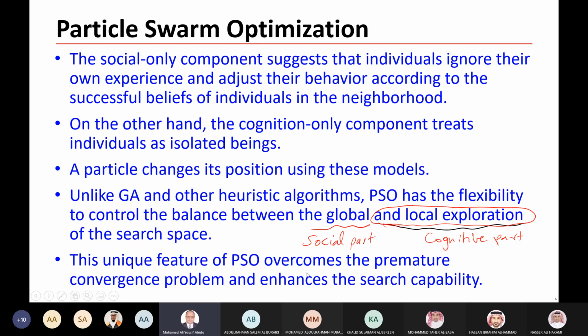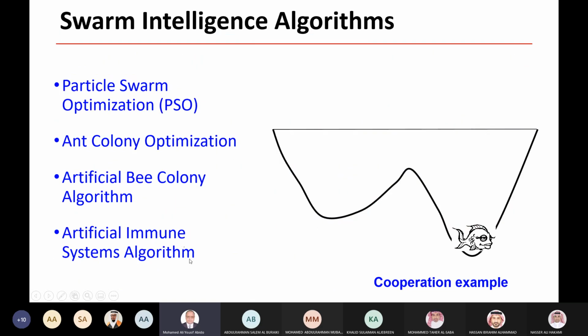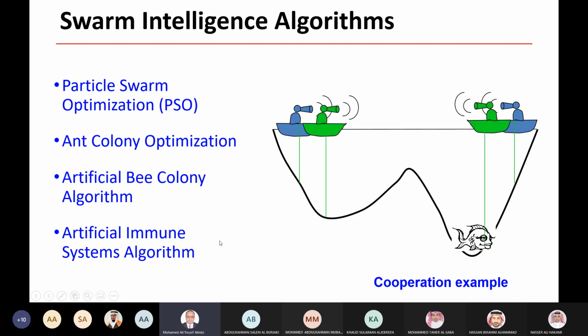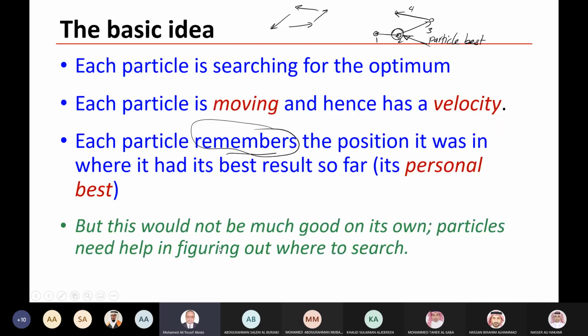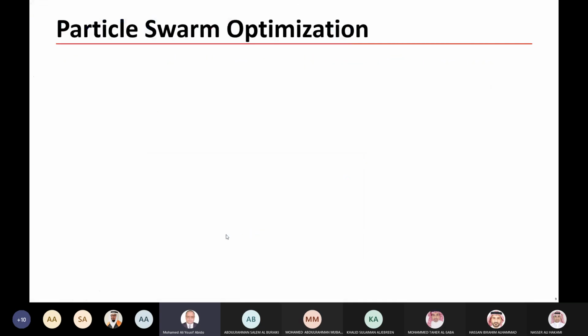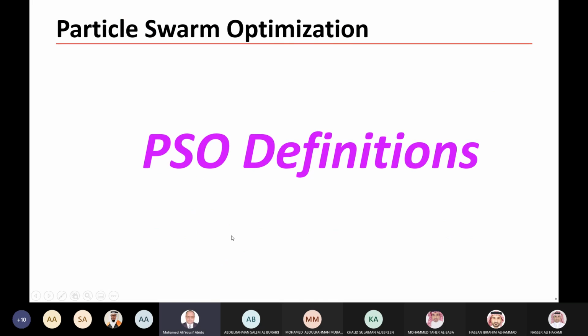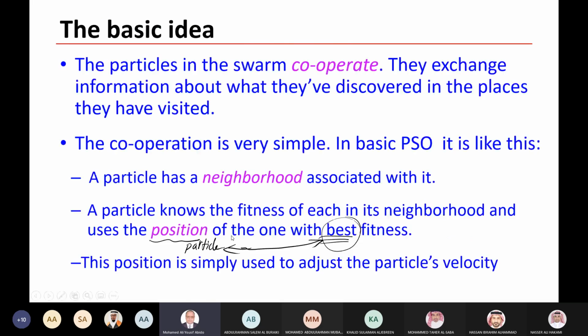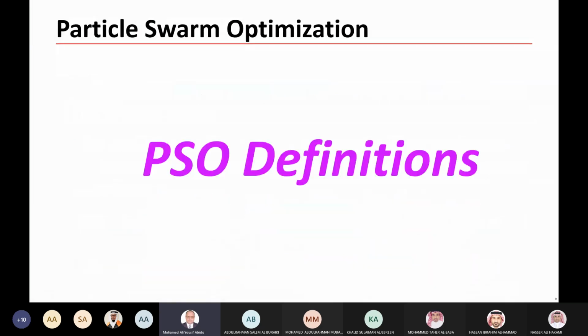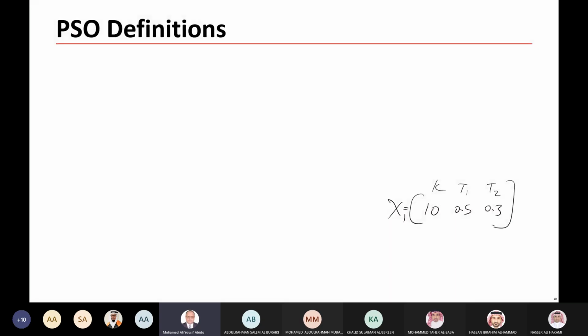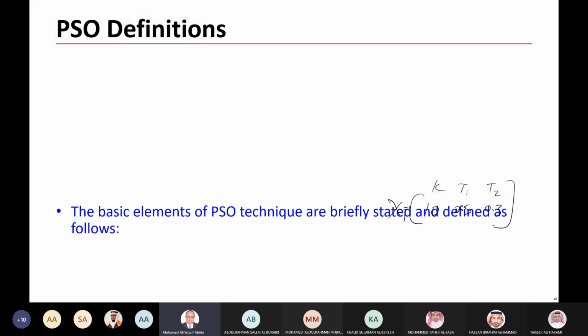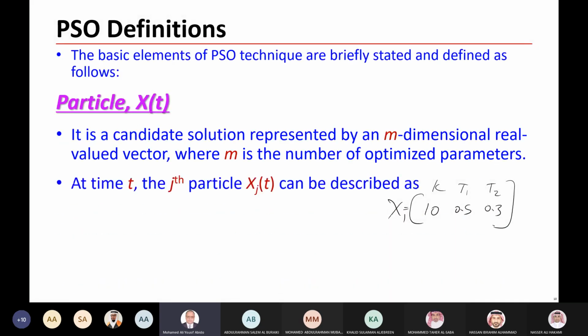It overcomes the premature convergence problem and enhances the search capability. We already covered this. By collaboration, you can get better results and you can move forward. We covered this part. So I think PSO definition, we stopped here, right? But even we have some explanation here.